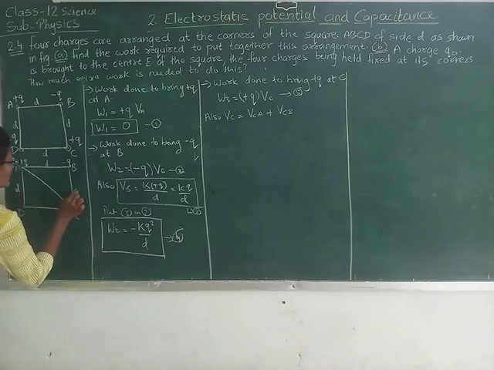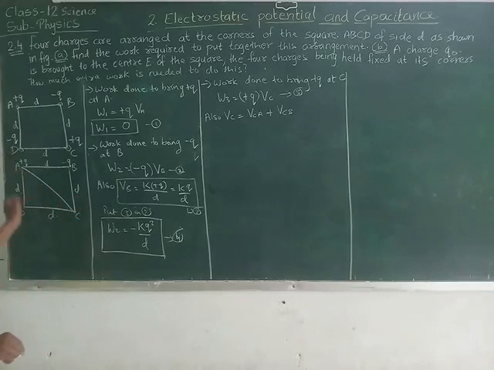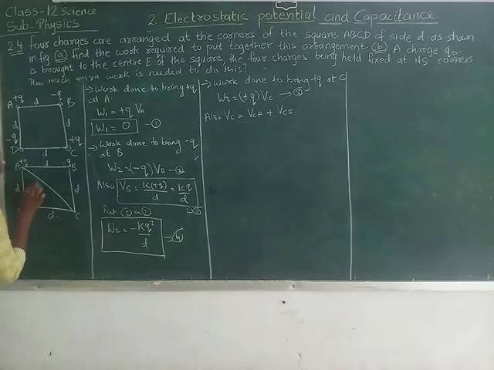Now see, here the sides of the square is D, right? Here by applying the Pythagoras theorem, what will be that? D square plus D square, that is 2D square, and root of that is root 2D. So that is the length of this distance, that is between A and C, right?